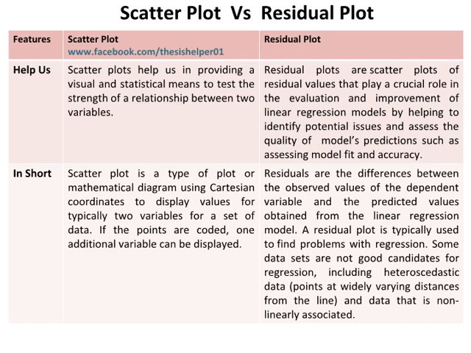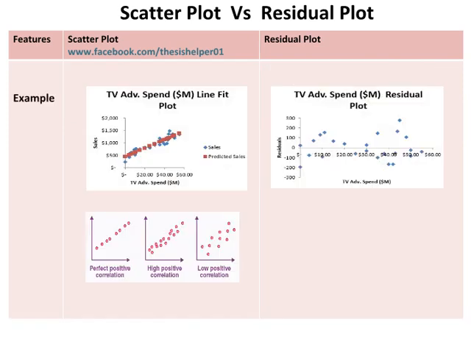Some datasets are not good candidates for regression, including heteroscedastic data, points at widely varying distances from the line, and data that is non-linearly associated. Here is an example of a scatter plot and residual plot for an idea. Hope it will help you learn how to make a scatter plot and residual plot.